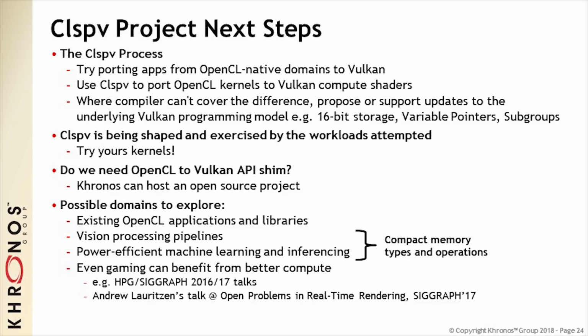So how are we going to refine CLSPV? It's a compiler, so it's been shaped by the workloads that have been put through it. So we want more workloads to be used by the project to make sure that the compiler can cope with the kernels that people want to deploy in real applications. So the process is, the working group is trying new kernels. We're inviting developers here to participate.